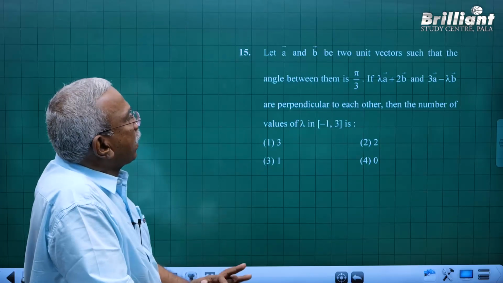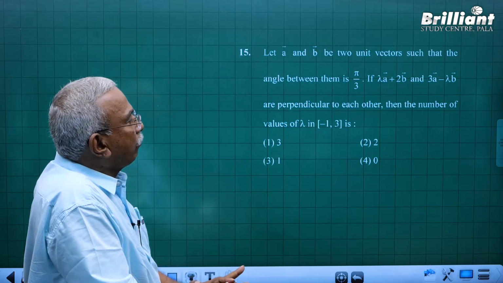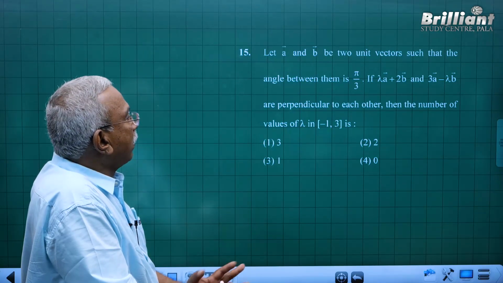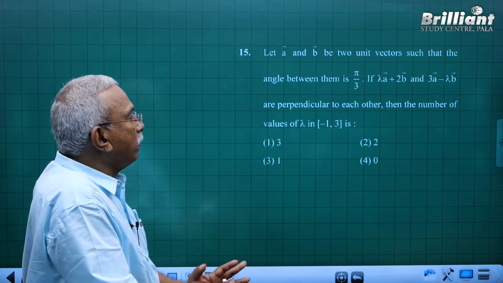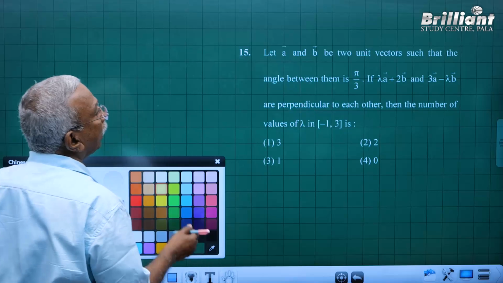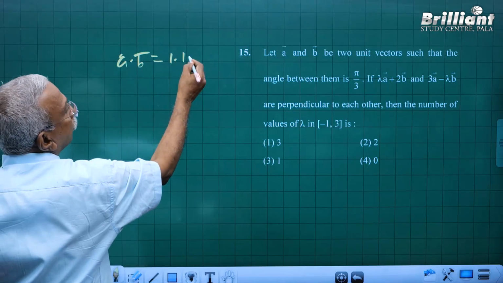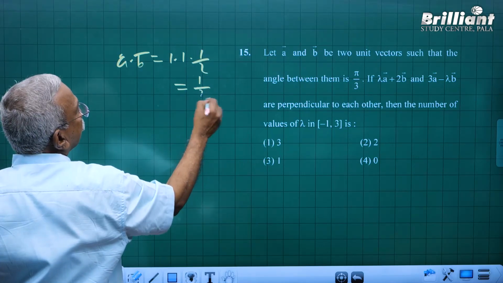Let a bar and b bar be two unit vectors such that the angle between them is pi by 3. If lambda a plus 2 b bar and 3a minus lambda b bar are perpendicular to each other, then the number of values of lambda in minus 1 comma 3 is obtained. It's a simple question. You know, a bar dot b bar is equal to 1 into cos pi by 3, which is 1 by 2.